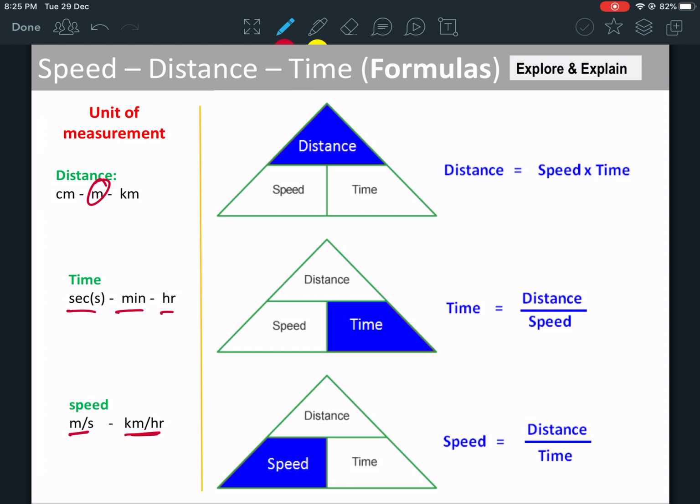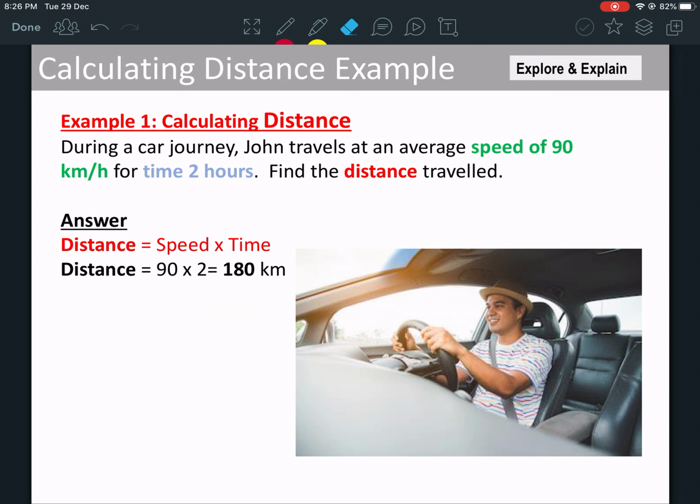Speed could be meter per second or kilometer per hour. It would be meter per second because it's distance divided by time. See, distance is meter, for example, time is second, so it'll be meter per second. If distance were kilometer, time was hour, it would be kilometer per hour. That would be the speed. Okay, so these are the units of measurement of the distance, speed, and time.